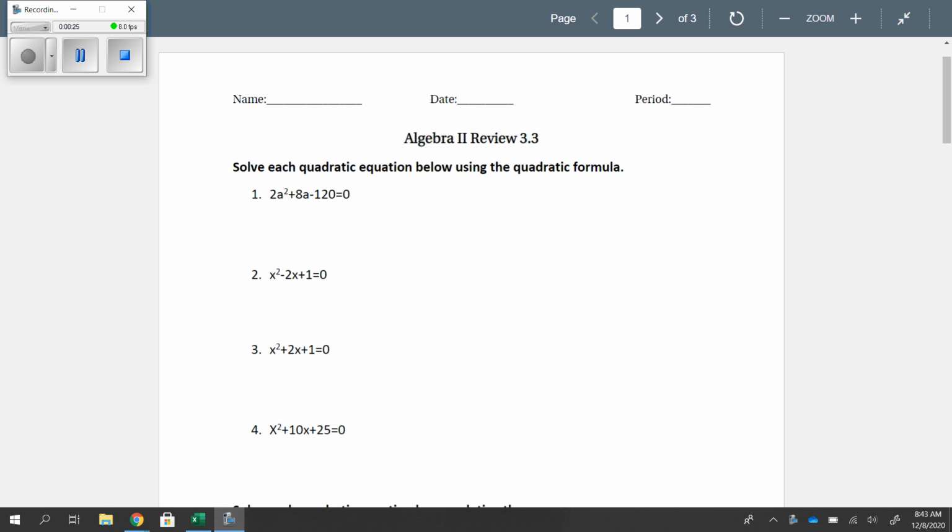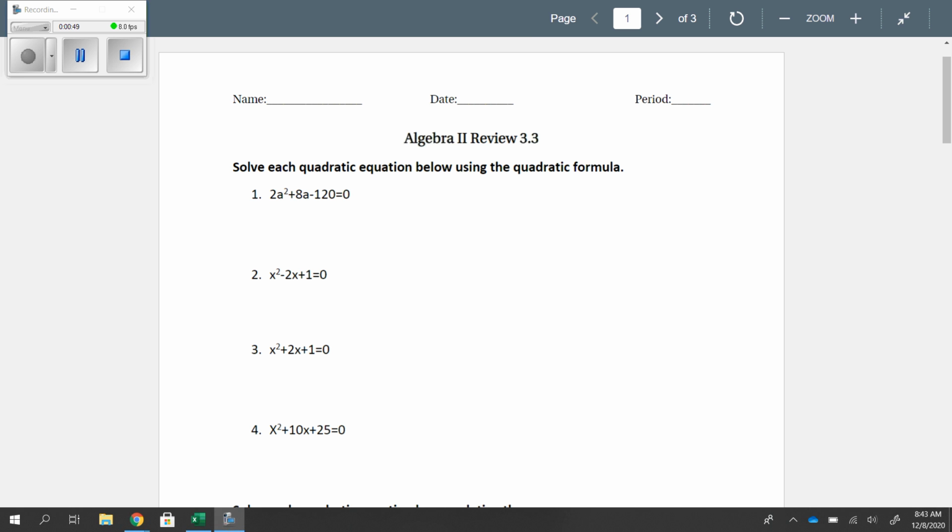Okay? Those of you at home, hopefully you have the calculator, like I said. If not, almost all the questions are still very doable, and you should be able to do well on the test. So we're looking at number one. It says solve each quadratic equation below using the quadratic formula. On the test, just like here, you'll know when to do what. So here we know we need to do the quadratic formula.